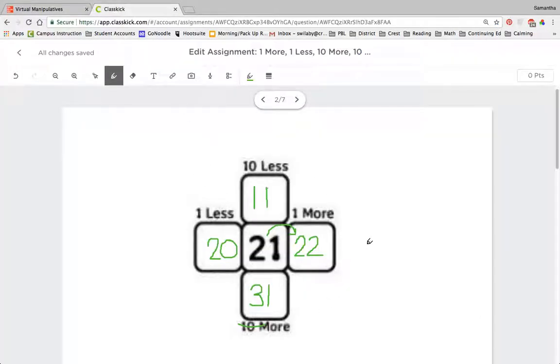So this is an easy trick to help you with 1 more, 1 less, 10 more, 10 less. Feel free to use that hundreds chart and have that out with you as you are working today.